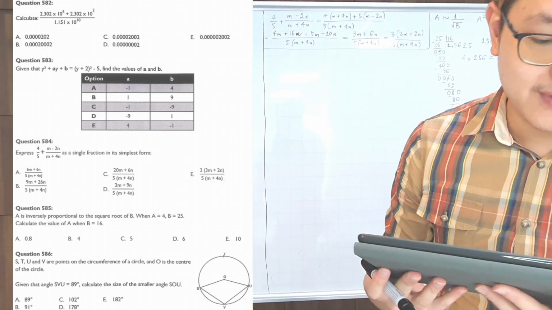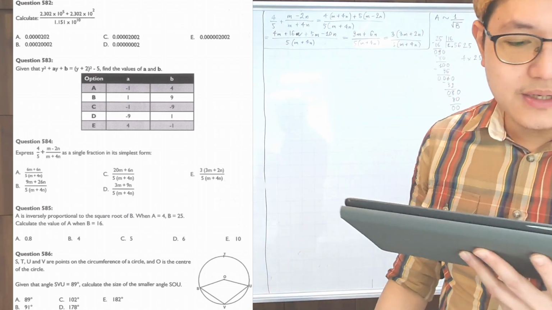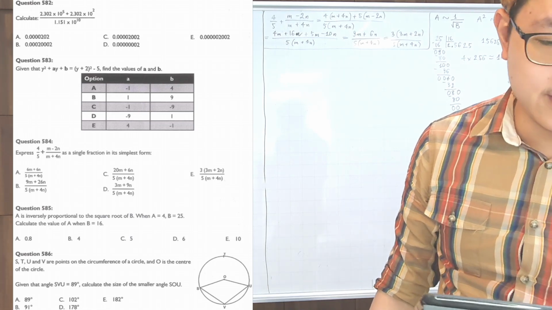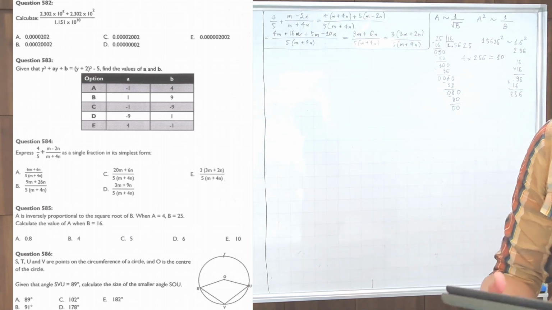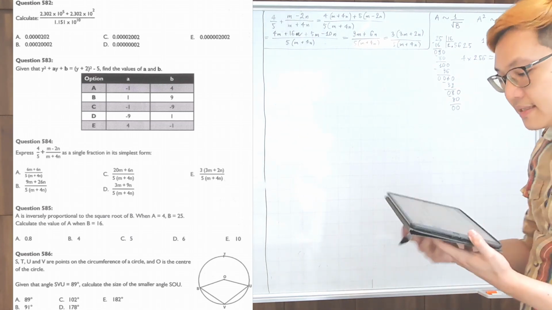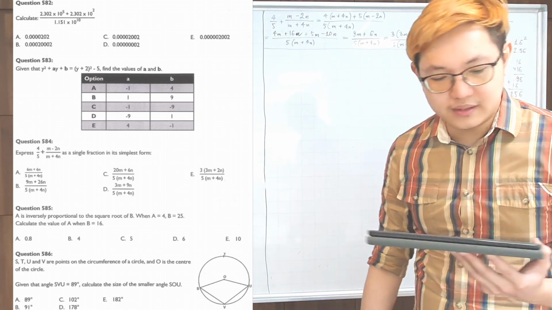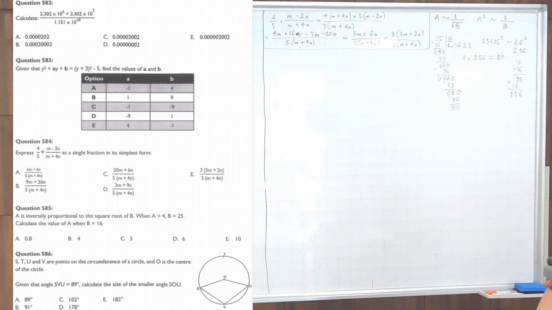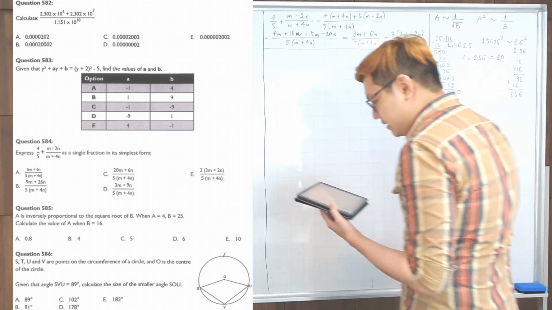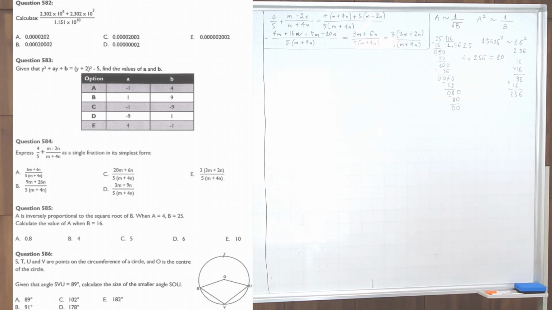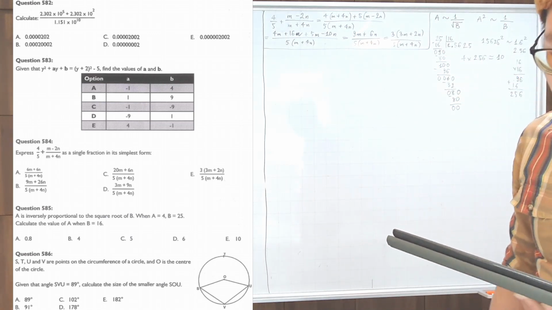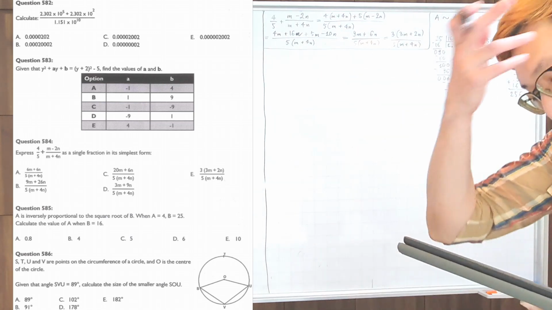Now, question 586. S, T, U, and V are points on the circumference of a circle, and O is the center of the circle. Given that angle SVU is 89 degrees, calculate the size of the smaller angle SOU.